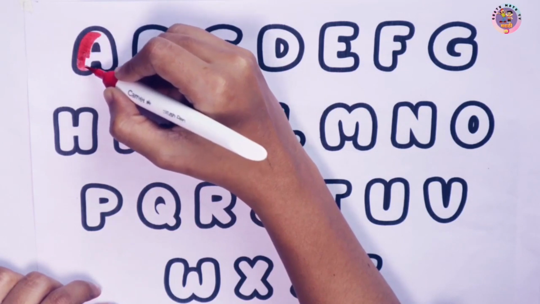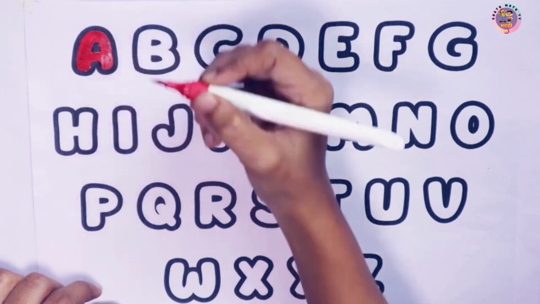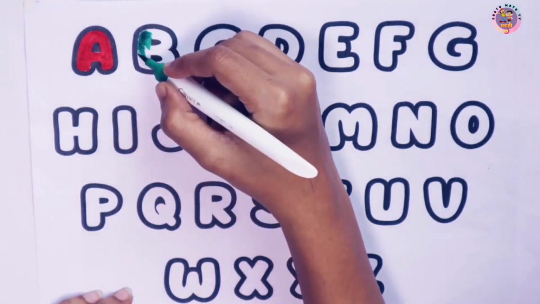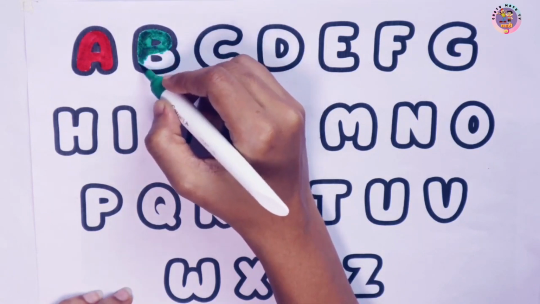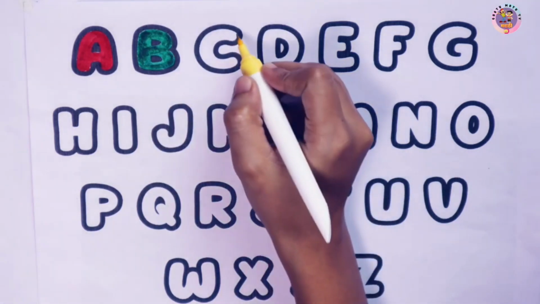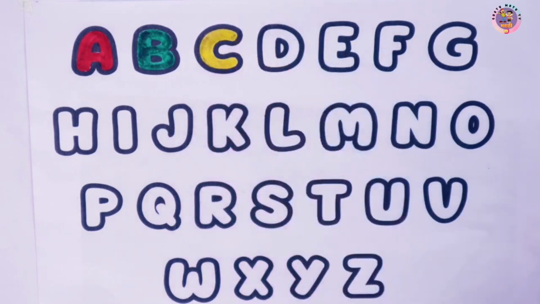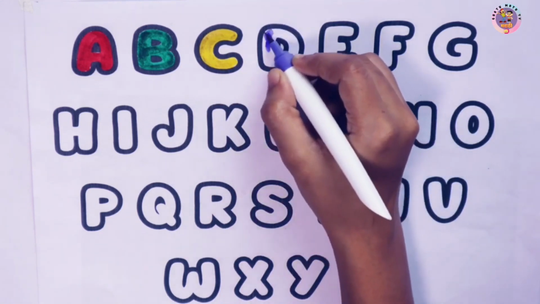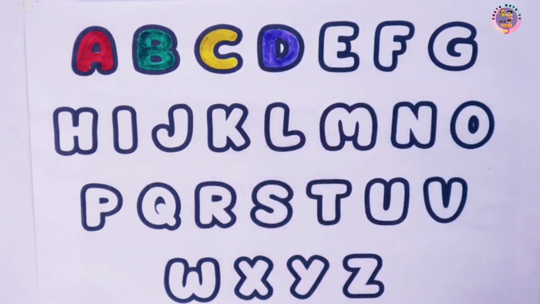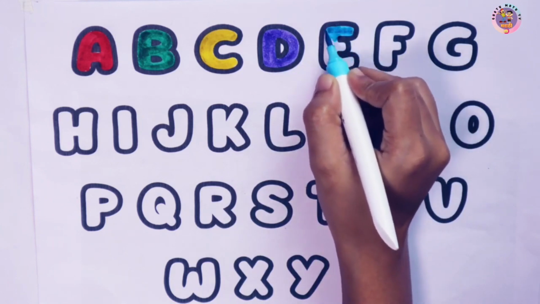A. A for apple. B. B for basket. C. C for cat. D. D for doll. E. E for elephant.